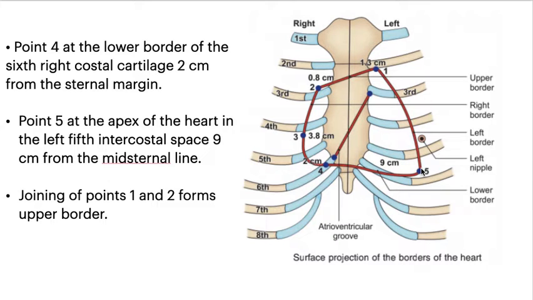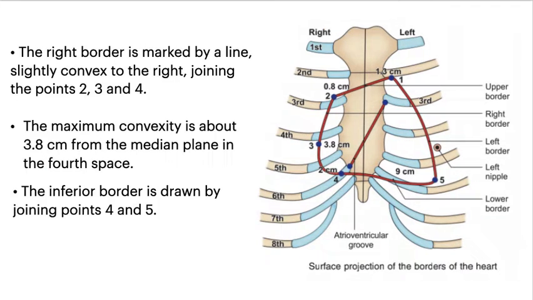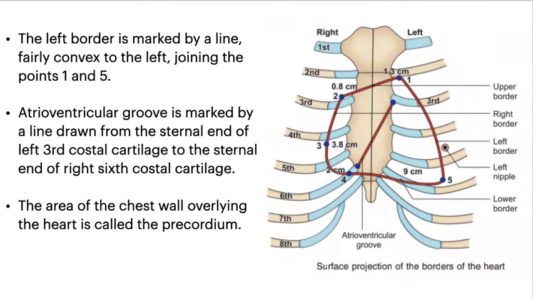Point 5 is the apex of the heart, very important, in the left fifth intercostal space, 9 centimeters from the midline. Joining point 1 and point 2 forms the upper border. The right border is marked by a line slightly convex to the right, joining points 2, 3, and 4. The maximum convexity is about 3.8 centimeters from the median plane in the fourth space. The inferior border is drawn by joining points 4 and 5. The left border is marked by a line fairly convex to the left, joining points 1 and 5.